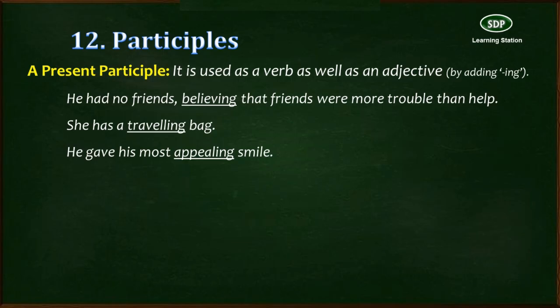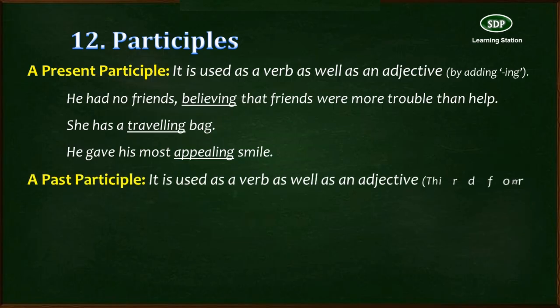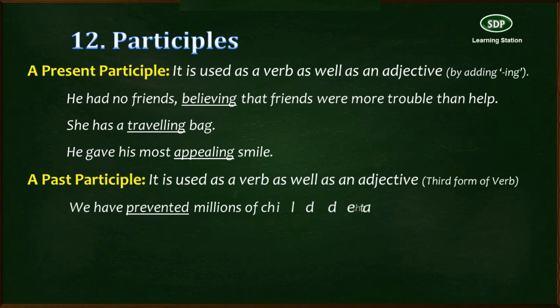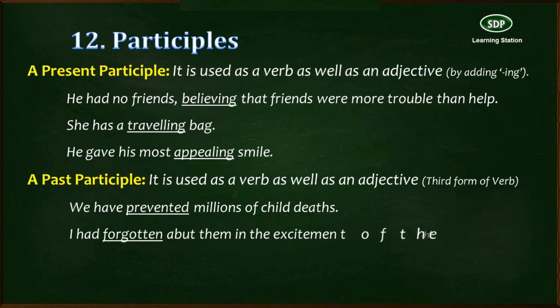A past participle is used as a verb as well as an adjective. It is the third form of the verb. We have prevented millions of child deaths. I had forgotten about them in the excitement of the theft. The coveted ornaments were gone.